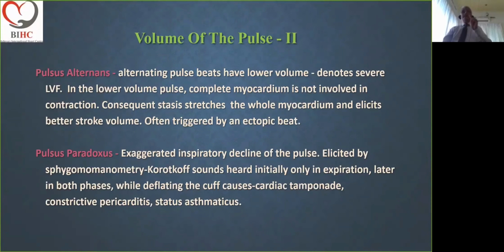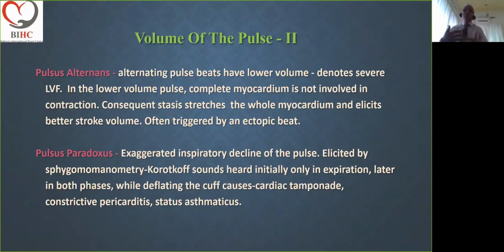On the other hand, the other abnormality, pulsus paradoxus, could be seen in a pericardial effusion. Constrictive pericarditis is less common in the pediatric age in Kerala. In North India, you may find that also. It is an exaggerated inspiratory decline of the pulse. In the older child, it is elicited by sphygmomanometry. As you are recording the blood pressure, listening to the sounds, when you are deflating your blood pressure cuff, you find that the sounds are erratic, intermittently heard initially. This is because the sounds are heard only in expiration. Later, they are heard continuously, and that is because you are hearing it in both inspiration and expiration.